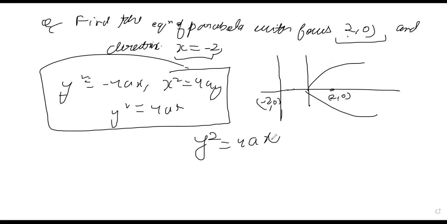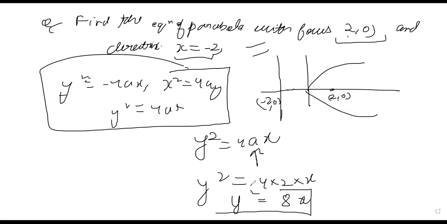Yes, sir. So what is a here in this parabola? 2. So the equation of the parabola we got is y square equals 4 into 2 into x, which is y square equals 8x. This is the equation of the parabola. Yes, sir, there is nothing else to do, just find a. Other questions.